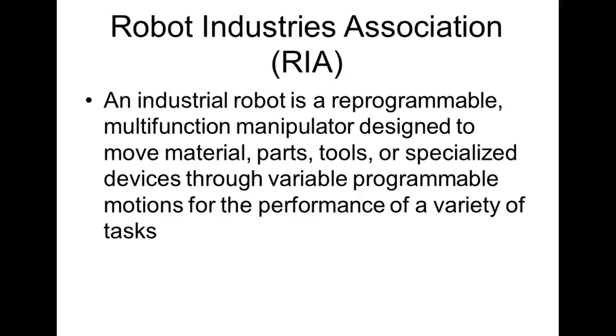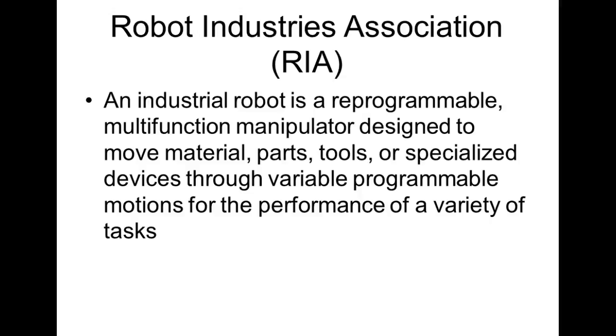So the speed of the robot, we can change the speed of the robot without changing the program. But if I wanted to change the way the robot moves, let's say from a joint move to a linear move, we would have to change the program. Programmable, variable programmable. So that means we can change the program motion for performing a variety of tasks.